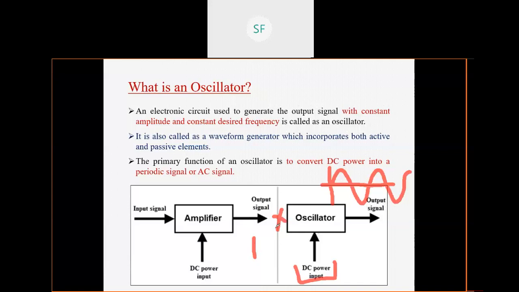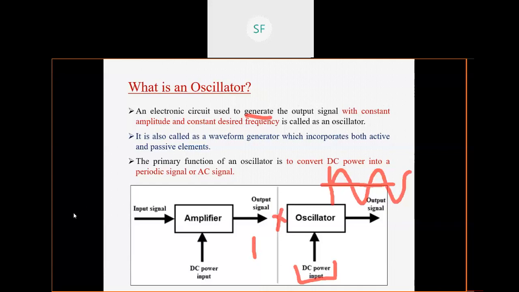So without any application of input signal, you are getting sustained oscillations at the output. So this is the function of oscillator. Now you can say, there is no signal here, so how will it do this? So that's why we have used this term: circuit which is used to generate. So this oscillator is basically generating sinusoidal oscillations without any input, right?